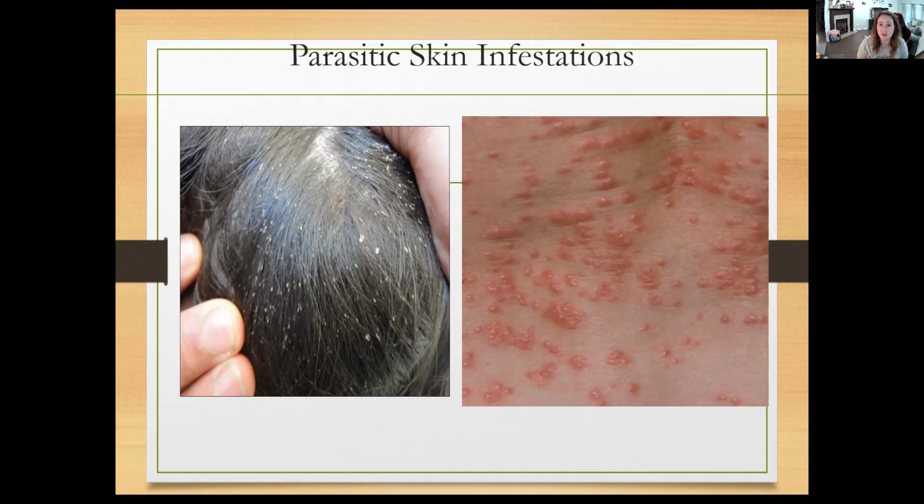Again, just like lice, everything has to be washed in hot water, hot water. Instruct patients to take warm soapy baths, allow their skin to cool, and then apply that prescription scabicide medication.